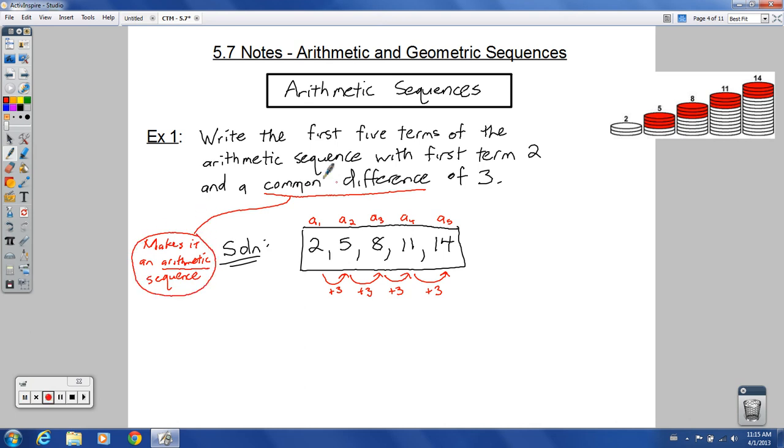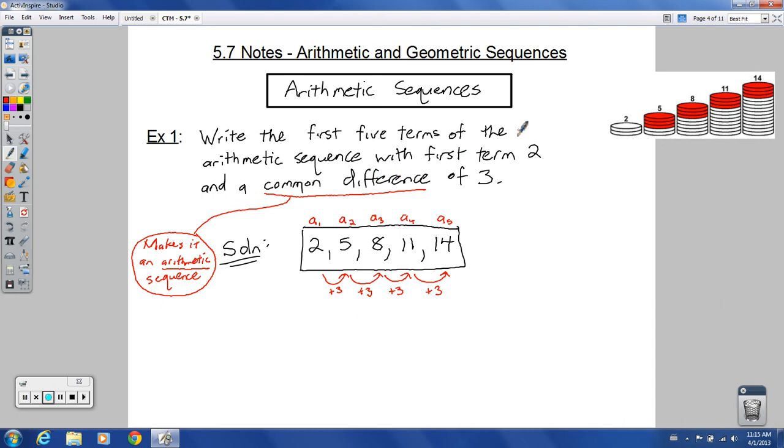If it was a common ratio, we're going to talk about that later. If it was multiplied by, instead of adding something, adding and subtracting, they go together. Multiplying, dividing, they go together. So common difference versus a common ratio, we're going to see the difference there.